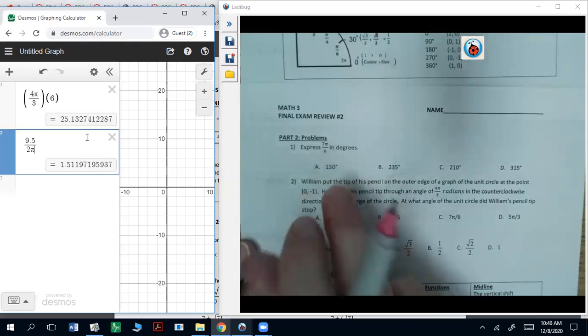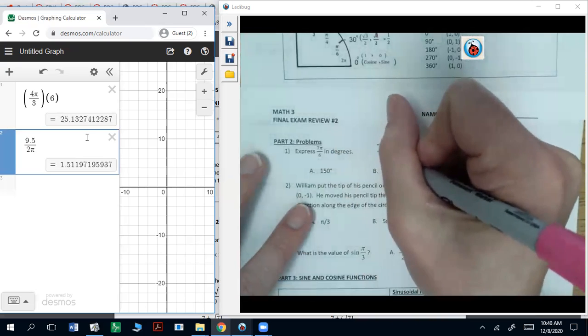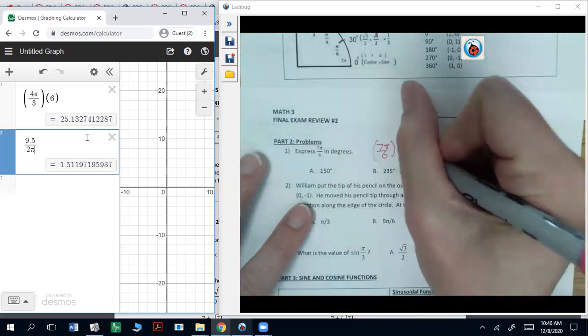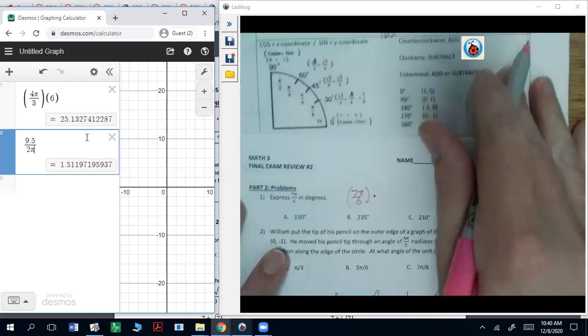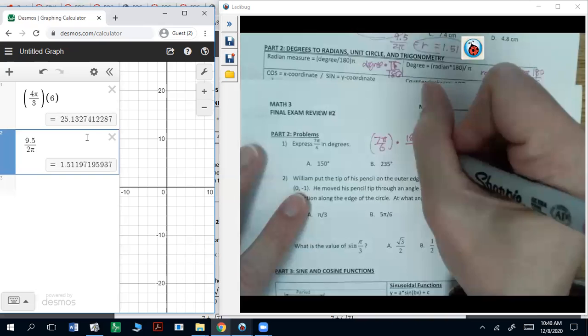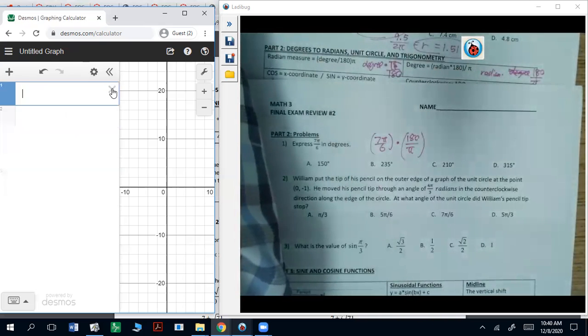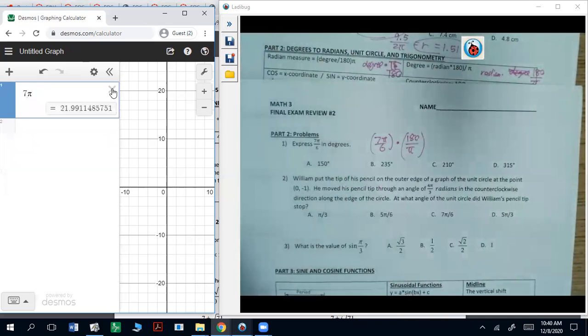Express 7 pi over 6 in degrees. So what we do is we take our 7 pi over 6 and we multiply it by 180 over pi. If you look back up here, we say 180 over pi. So that's going to give us 210 degrees.